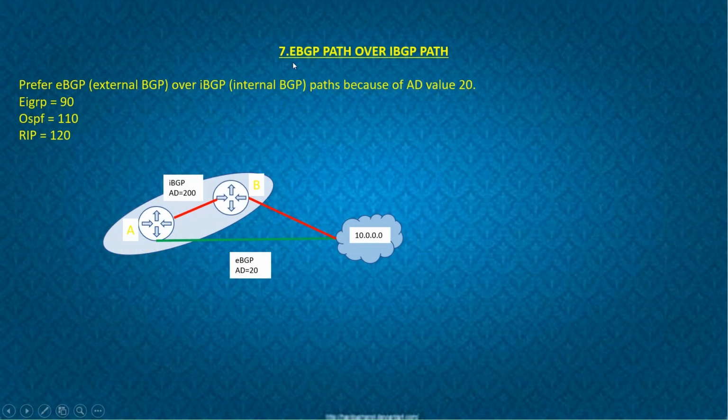The seventh attribute is EBGP path over the IBGP path. If all six attributes are tied and we come to the seventh attribute, it will check whether the route is being learned by EBGP or IBGP. It will always prefer EBGP, because EBGP has a lower AD value, which is 20. For IBGP it is 200, for EIGRP 90, for OSPF 110, and for RIP 120. So definitely the lower AD will be more preferred. That's why EBGP will be preferred.